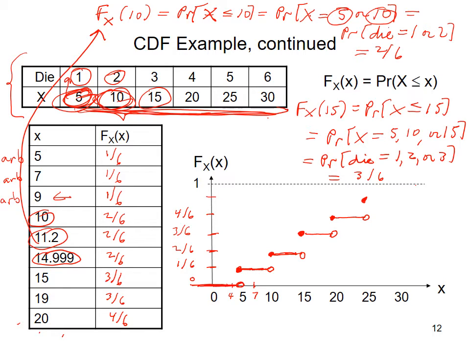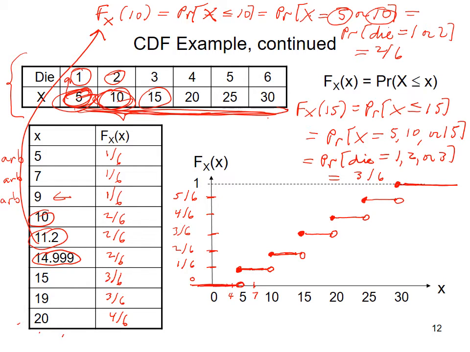And again, if you doubt that, you can fill in a few more numbers by brute force yourself. When I hit 30, it's going to jump again, and it's going to jump up to 1, and then it's going to stay 1 forever.